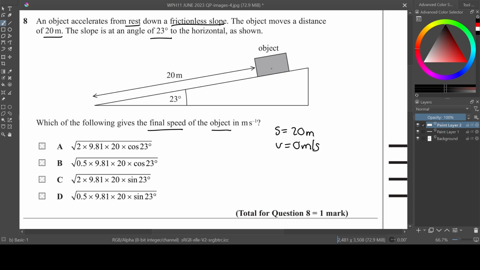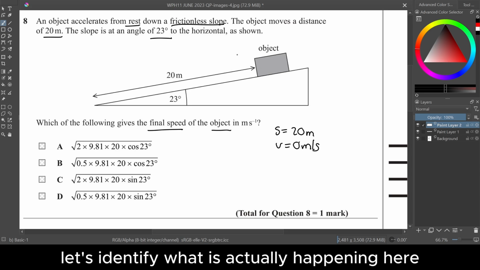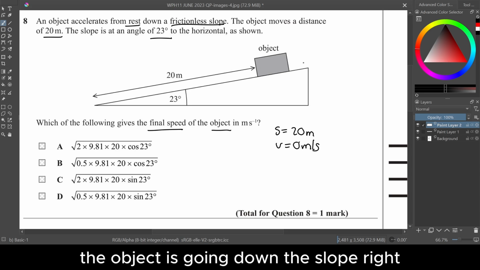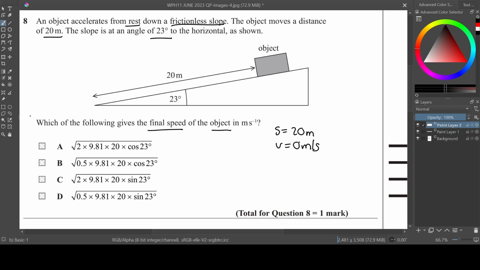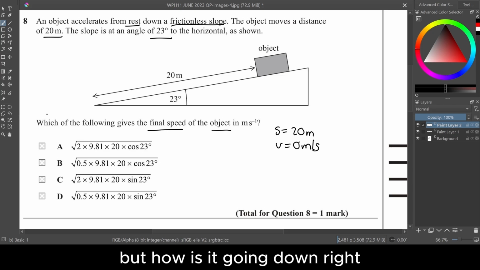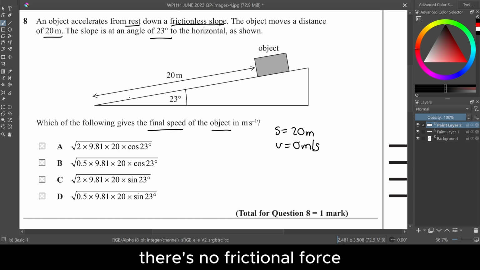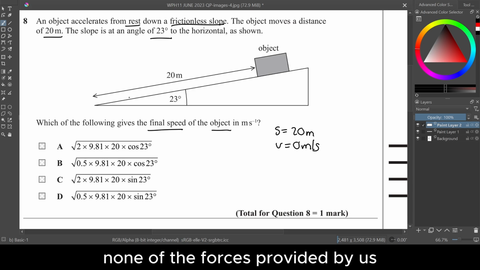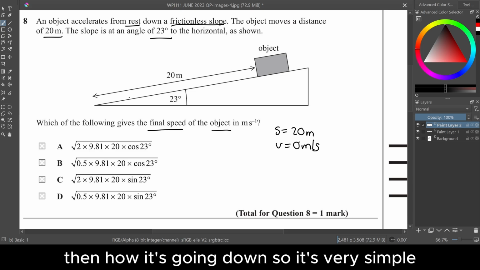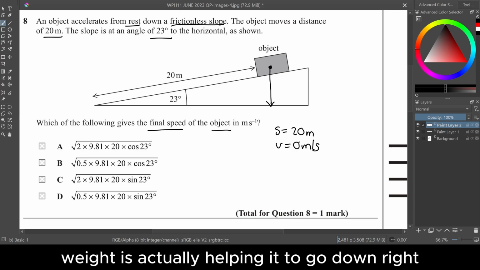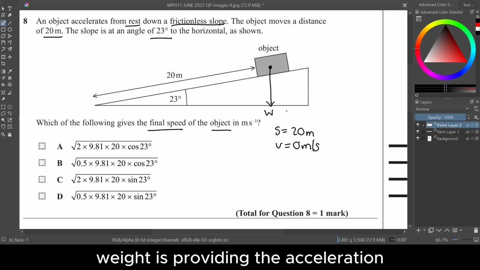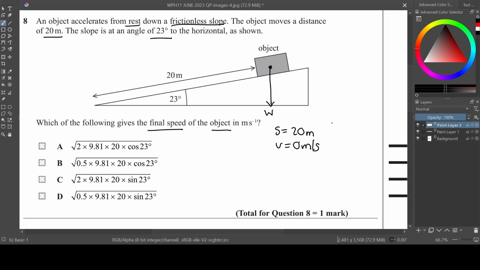First, let's identify what is actually happening here. The object is going down the slope, right? But how is it going down? Something must be helping this box to go down. There's no frictional force. None of the force is provided by us. Then how is it going down? So it's very simple. Weight is actually helping it to go down, right? Weight is providing the acceleration. So you can see this weight.